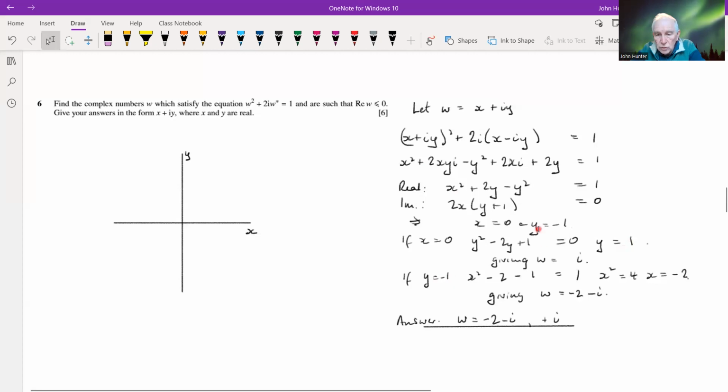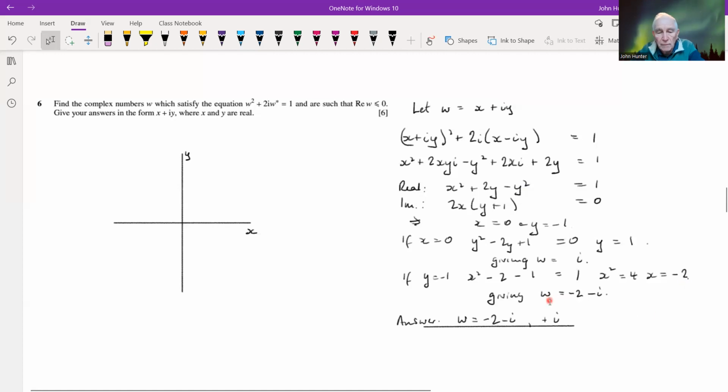Now looking at the other solution, y equals minus 1. So what we do is we substitute y equals minus 1 into the real equation. So x squared minus 2 is what we're getting from that. Minus 1 equals 1. Therefore, x squared equals 4. x equals minus 2. What you might say has happened to the positive solution to this, x equals 2? But of course, x is the real part, and the real part has to be less than or equal to 0. So we've only got one solution that we're considering there.